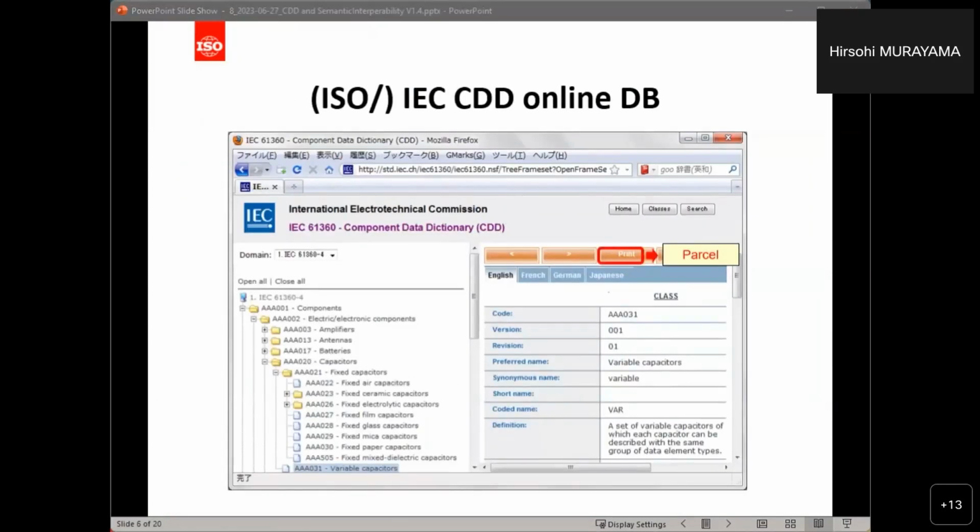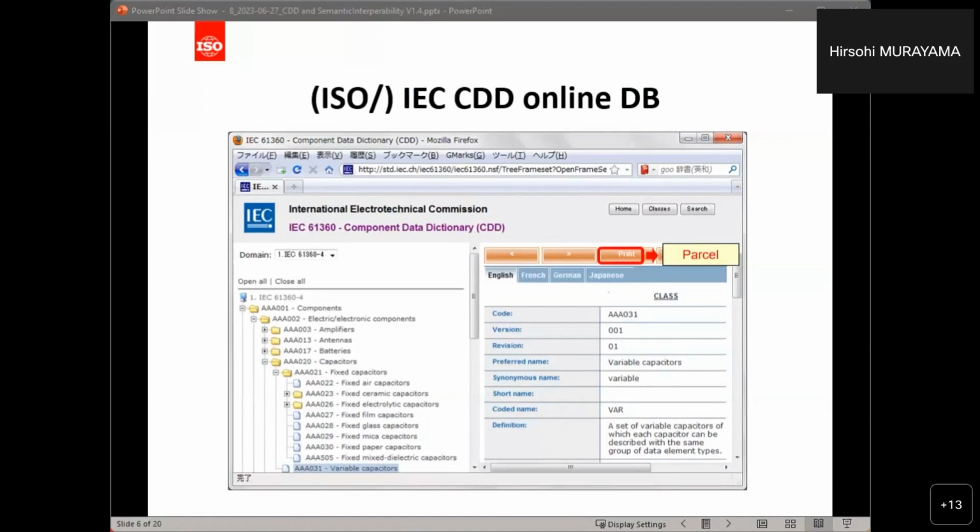Okay, this is just a view of the IEC CDD. You can get the same view from your PC. Okay, just the introduction of it.